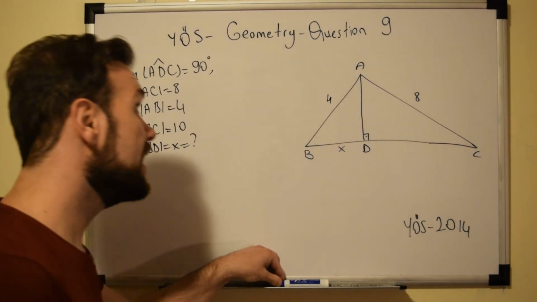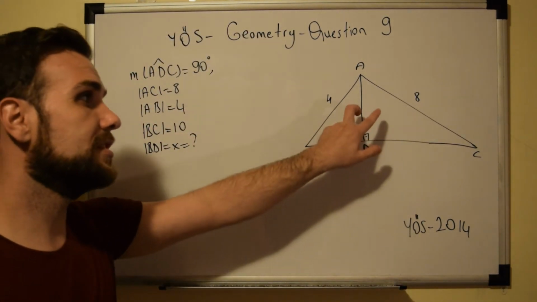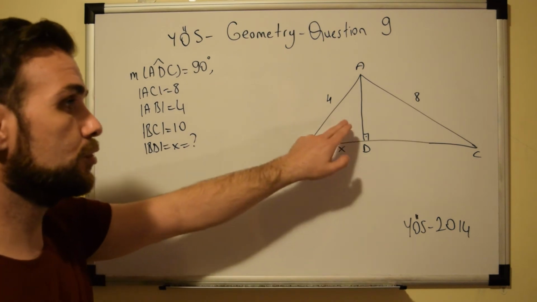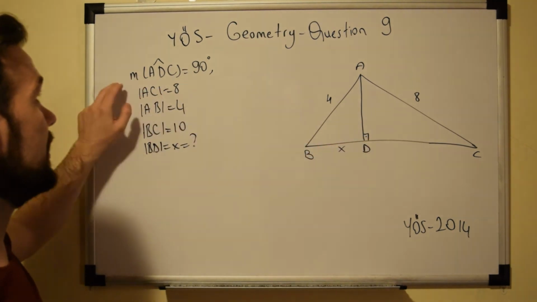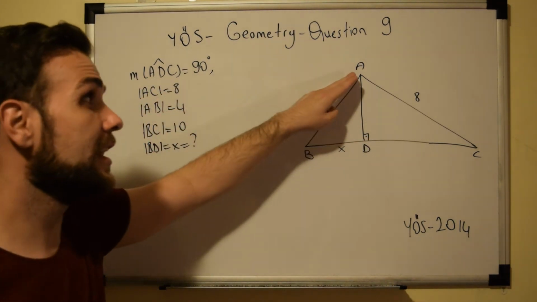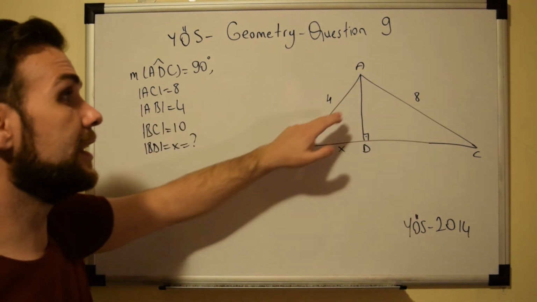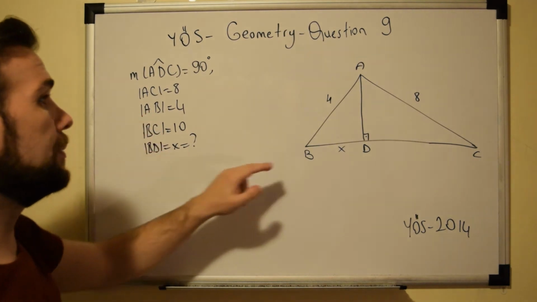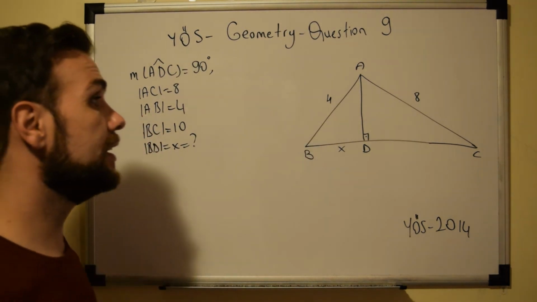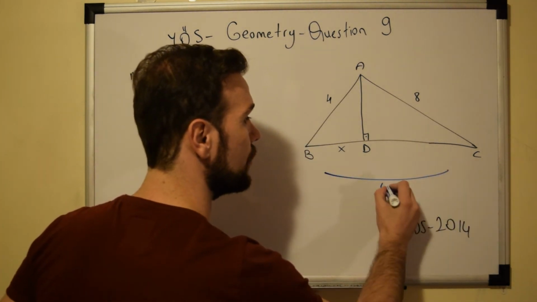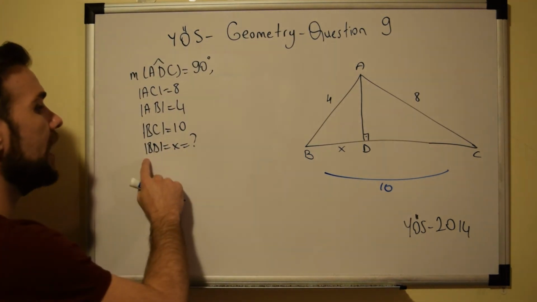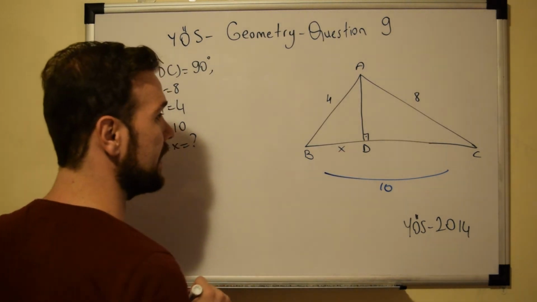Greetings everyone and welcome to question number 9. In this question, as you can see, we have a triangle which is divided into two right triangles, because the information tells us that angle ADC is equal to 90 degrees. We have AC which is equal to 8, AB which is equal to 4, BC which is equal to 10, so the whole side is equal to 10, and we have BD which is equal to x.